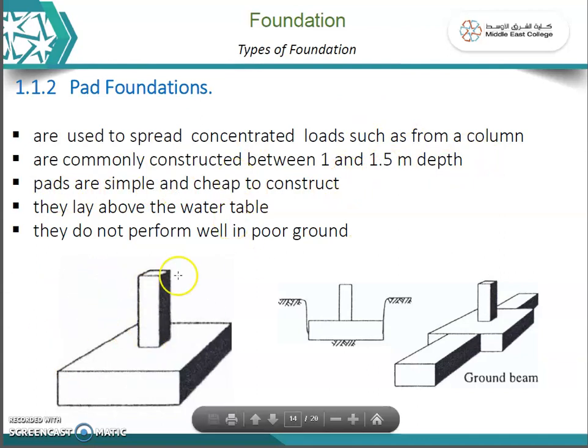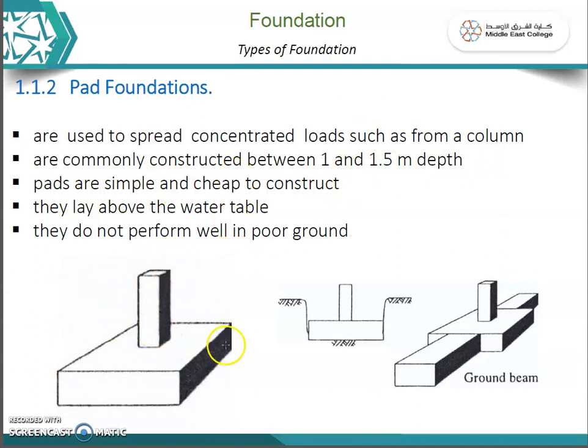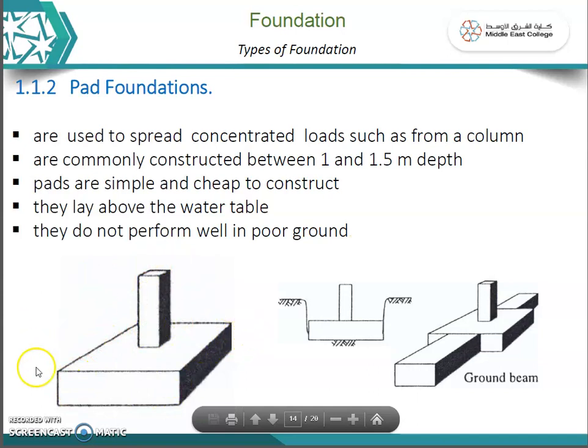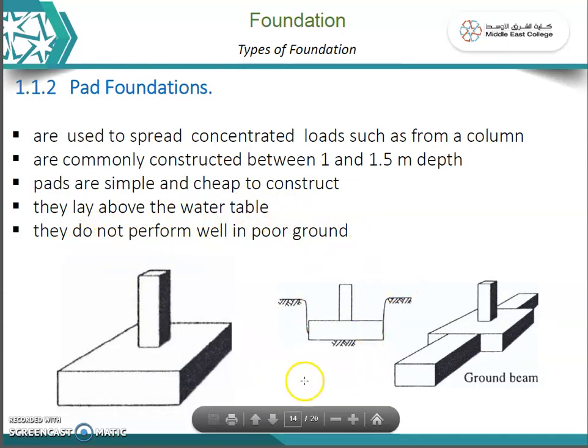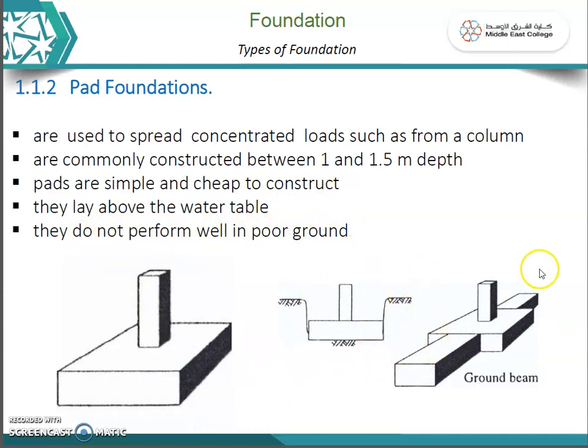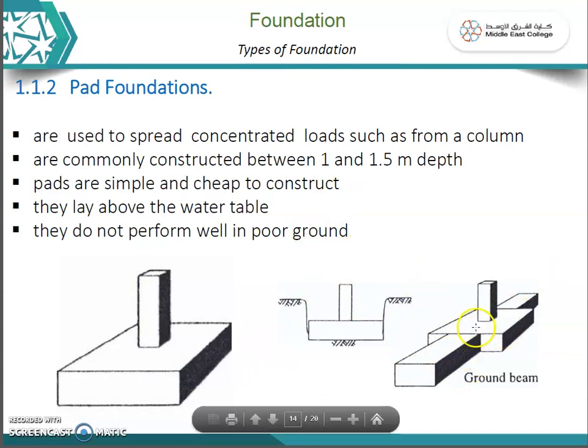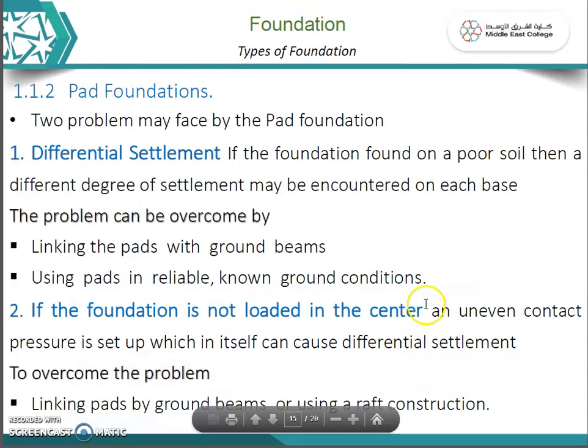You can see the diagram. This is a column, and you can see this is the pad foundation. It can be a square or rectangle, depending on the design. They are laid above the water table. They do not perform well in poor ground. So these types of pad foundations should be constructed in stable ground. If it needs connection between each column, a plinth type of beam can also be constructed to increase the stability of the structure.